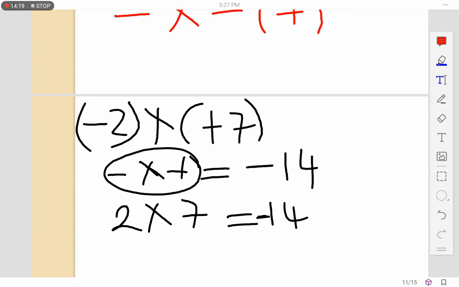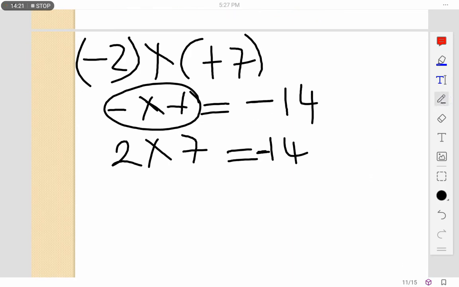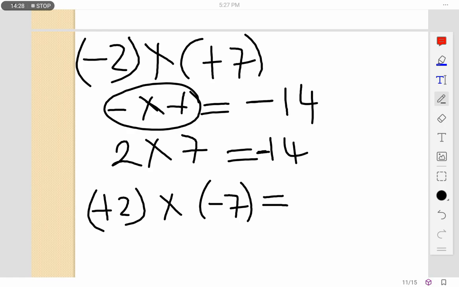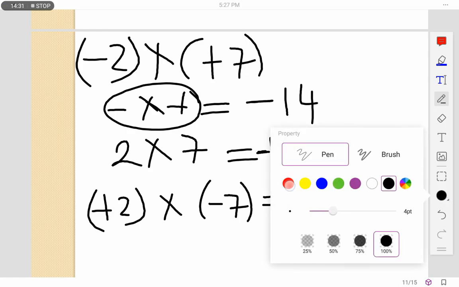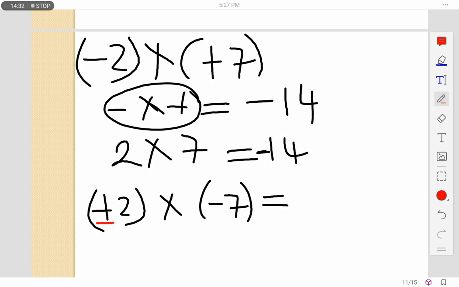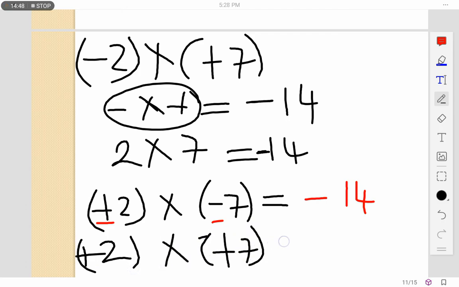Let's have 2 more examples. I've got plus 2 times minus 7. What do I get? Remember, we said a minus and a plus, when they are multiplying each other, we get a negative. So we have negative 14 there. Then the last example, I can have plus 2 times plus 7. What do I get? This one is straightforward. I'll get a plus 14.